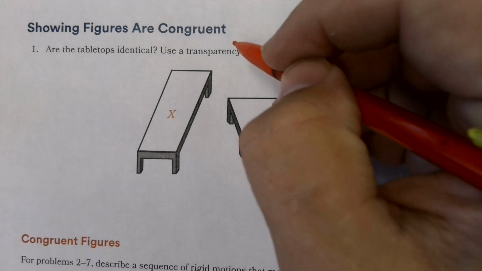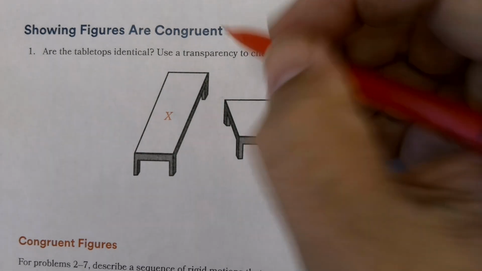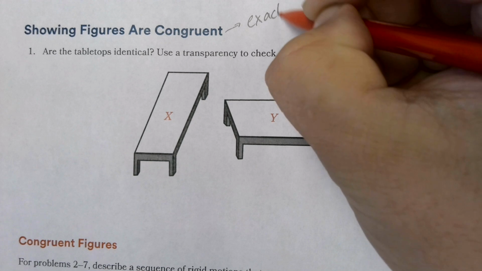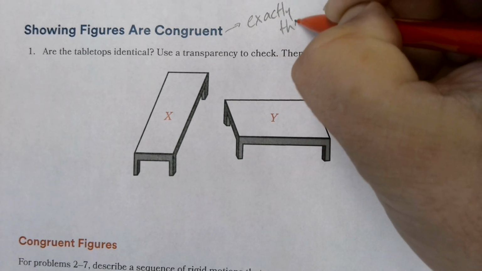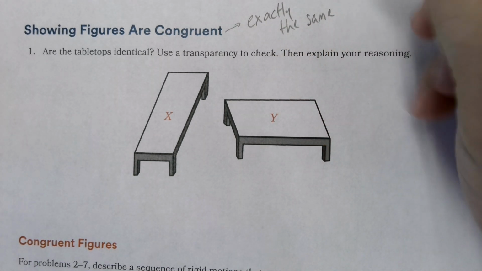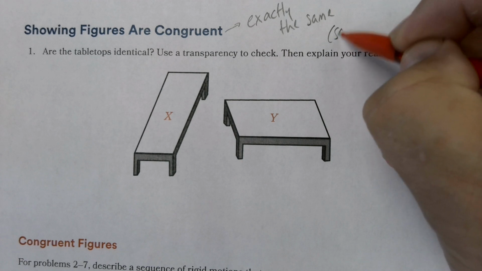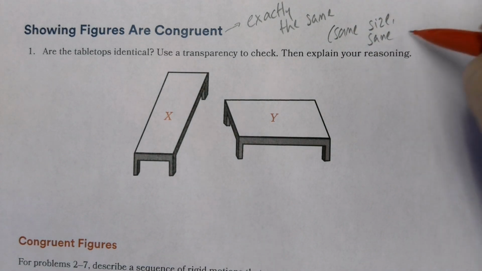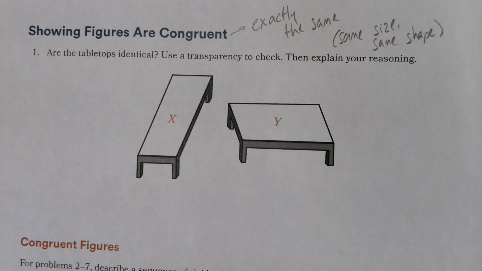Well, remember, congruent means exactly the same. Okay, so same, think same size, same shape. Everything is exactly the same in both figures.